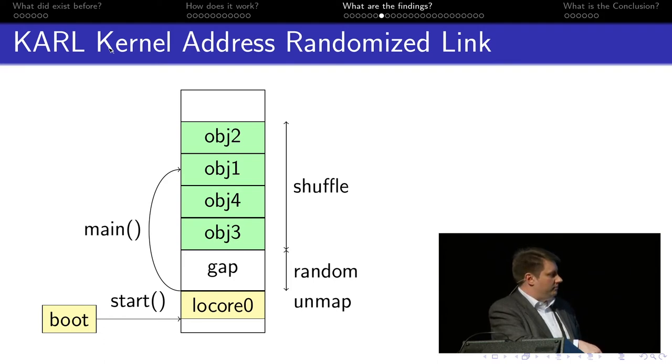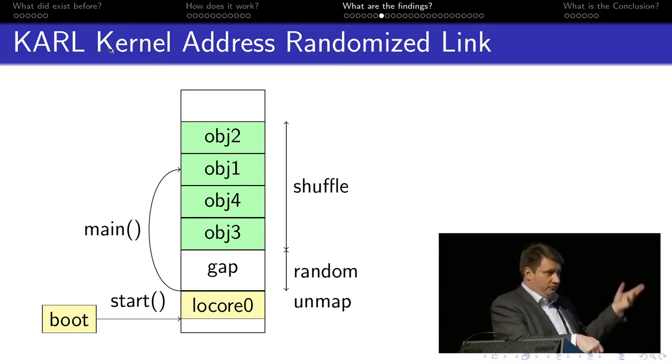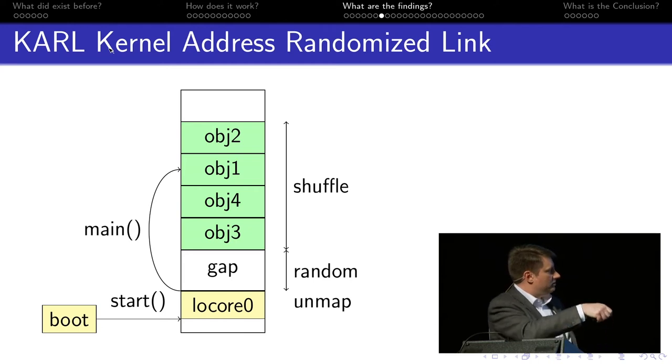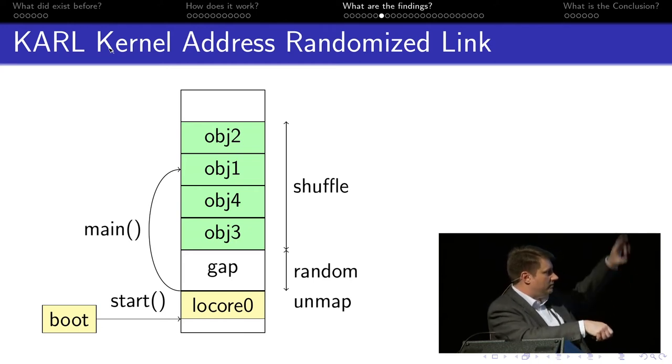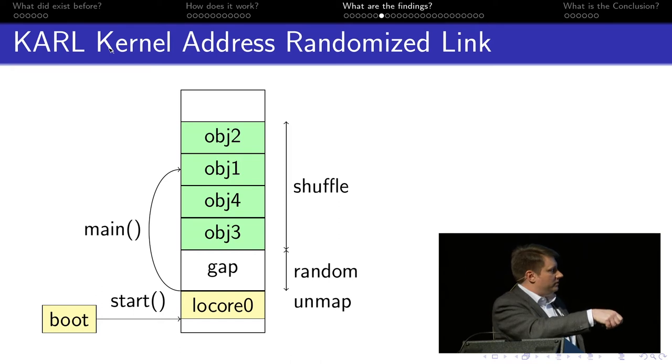low core zero, that's the part of the kernel that's setting up page tables in a very basic way, and the bootloader has to know where to jump to it, and that's the start function. So this one is a fixed address. And by relinking the kernel before booting it, we add a random gap so that those object files are jumping up and down, and we have a linker option that shuffles them randomly. So when an attacker wants to know, oh, where's the address in object 4, it's completely different at every boot.